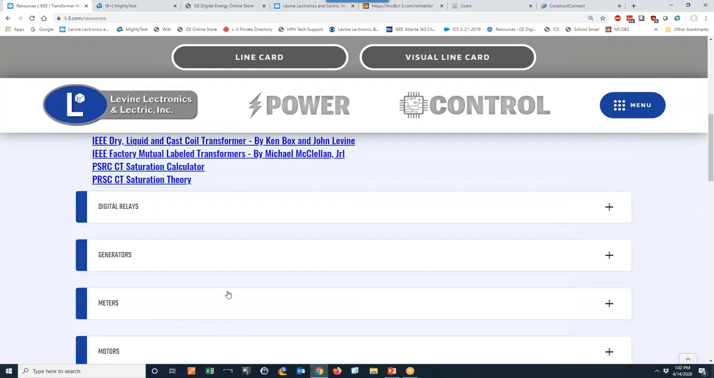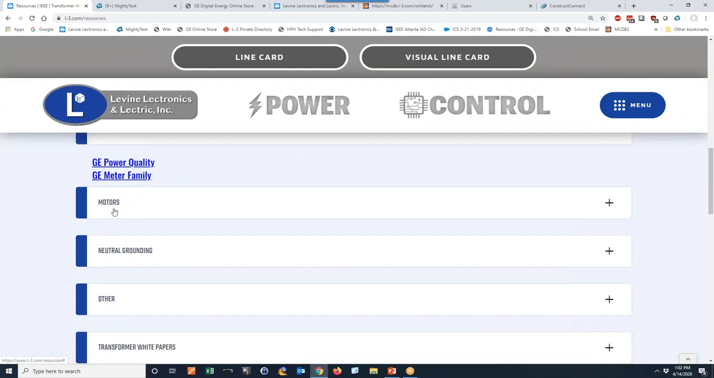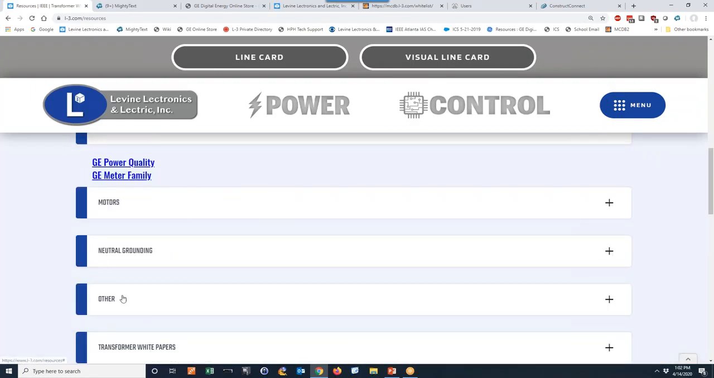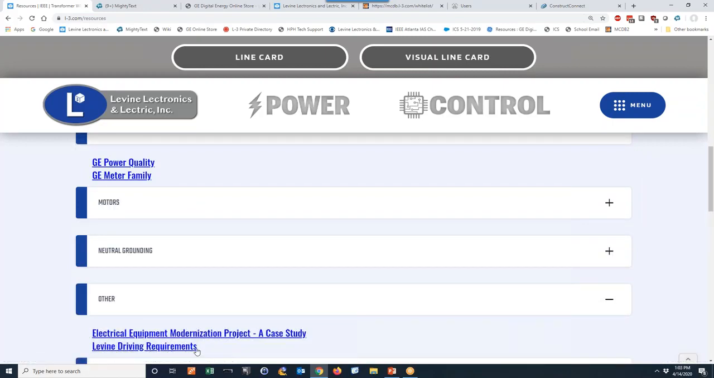And there was the CT calculator. Here's stuff on digital relays, generators, meters. So there's stuff on power quality and meters. Motors we've got, neutral grounding, other transformer white papers. My favorite is in others. If anybody's got kids and you got to teach them how to drive, I recommend you grab Levine's driving requirements and make your kids do everything on there.